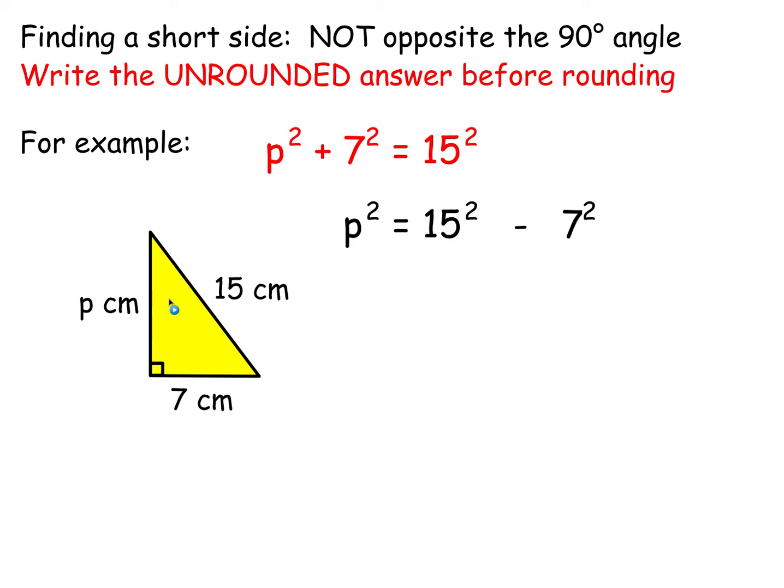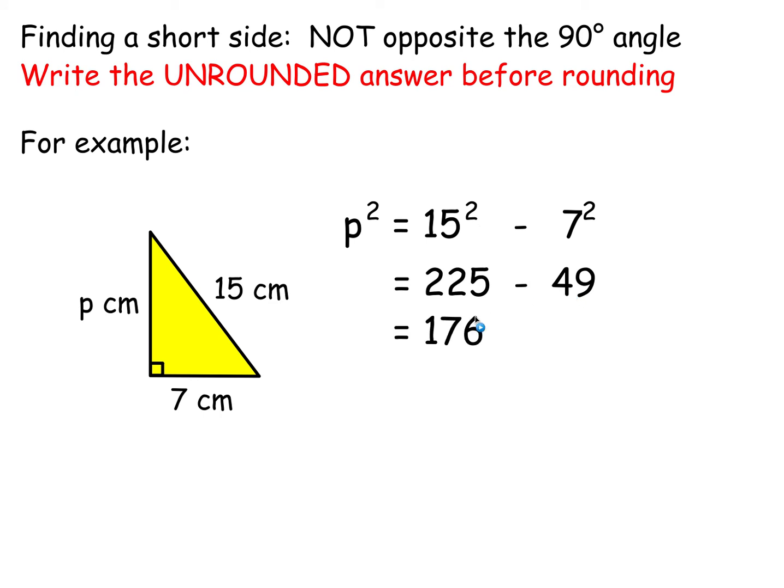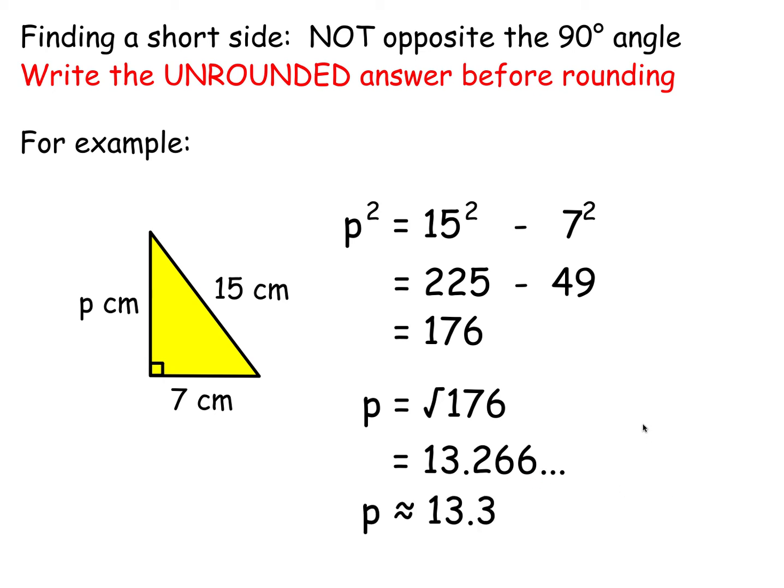If you memorise that for a shorter side you square and subtract, you can skip the first line. Follow that through: 15 15s and 7 7s. P is the square root of 176. Write the answer off the calculator and round as appropriate. So that's for a shorter side: square and subtract.